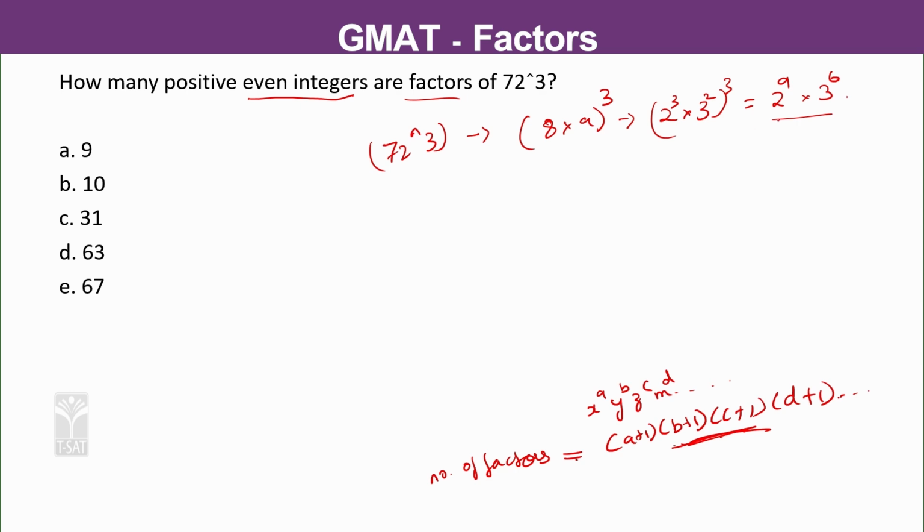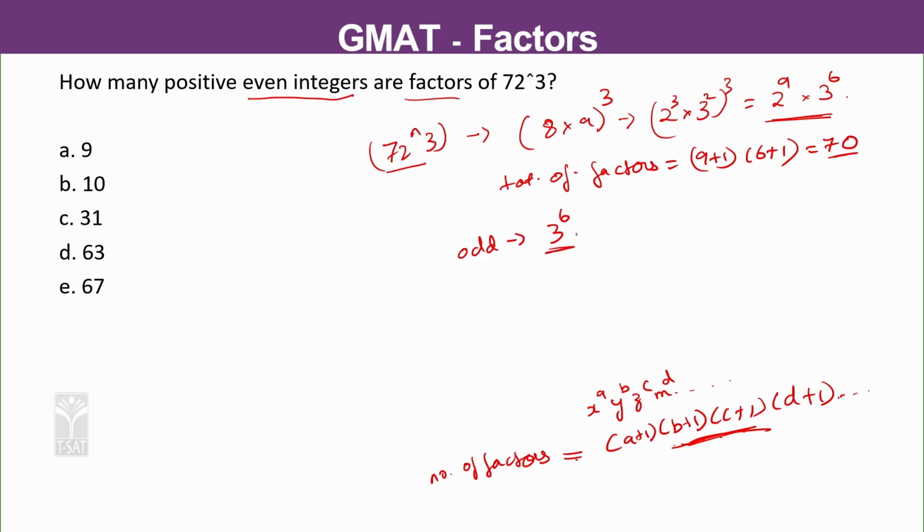If you see 2 to the power of 9 into 3 to the power of 6, 72 to the power of 3 is equal to this. So, the total number of factors will be 9 plus 1 into 6 plus 1, that is 10 into 7, which is equal to 70. But from this we want only even factors. So, let us subtract the odd factors. When will the factors be odd? When we are checking only for 3 raised to 6, we are excluding all numbers which have any power of 2. So, we are excluding 2 completely.